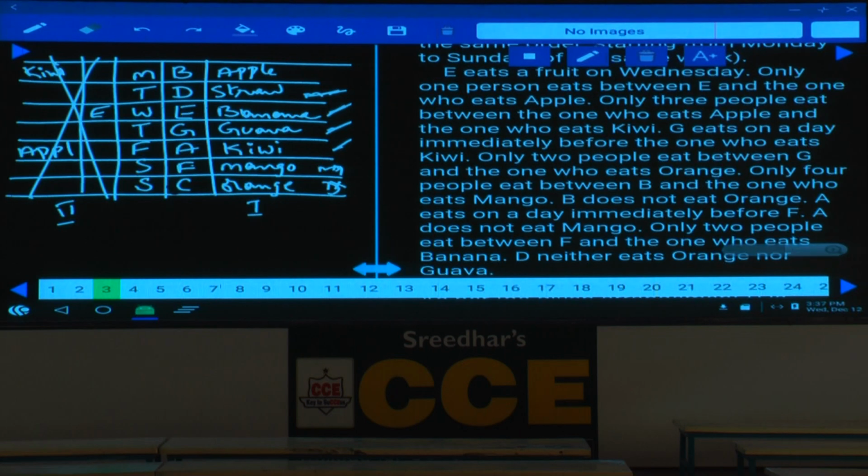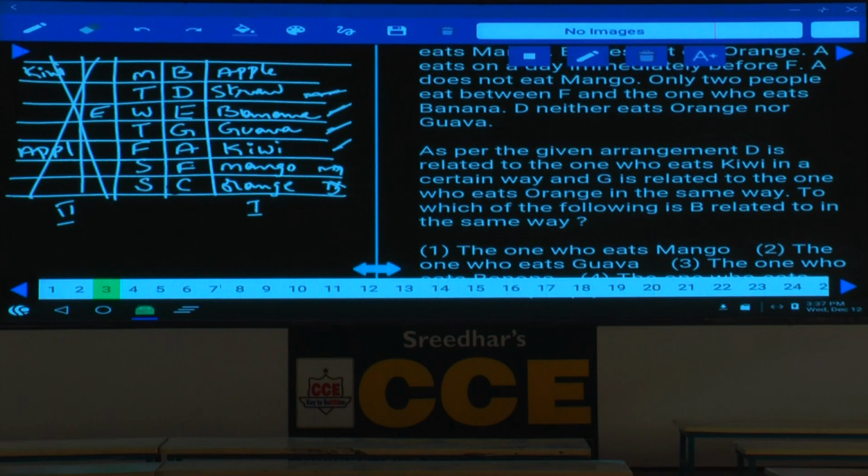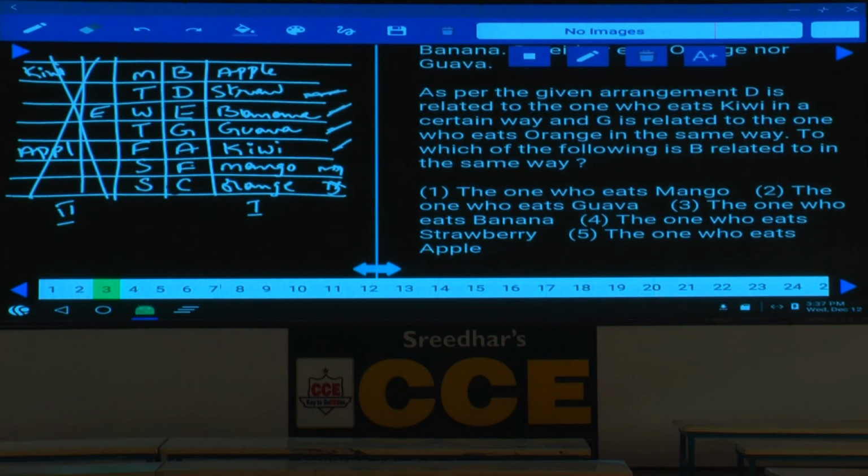Next one. Then question number 3, as per the given arrangement, D is related to the one who eats kiwi. D is related to the one who eats kiwi means between D and kiwi there must be exactly 2. In a certain way, G is related to orange. G is 3 days before orange. D is 3 days before kiwi.